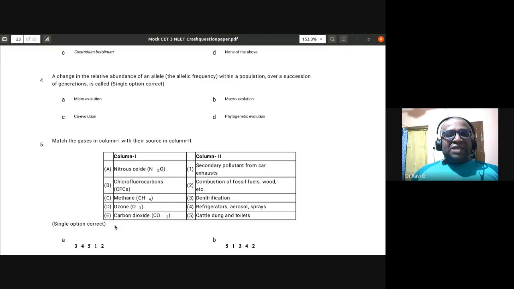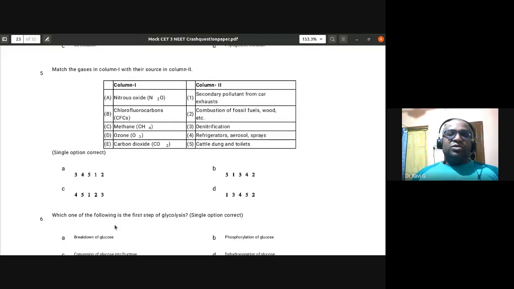Fifth one, match the gases in column 1 with their source in column 2. The nitrous oxide is a secondary pollutant from car exhaust. Chlorofluorocarbons. So for nitrous oxide, the third one, denitrification. If the nitrous oxide is liberated, chlorofluorocarbons. The fourth one, refrigerators, aerosols, sprays, they have the chlorofluorocarbons. Methane is obtained from the cattle dung in toilets.